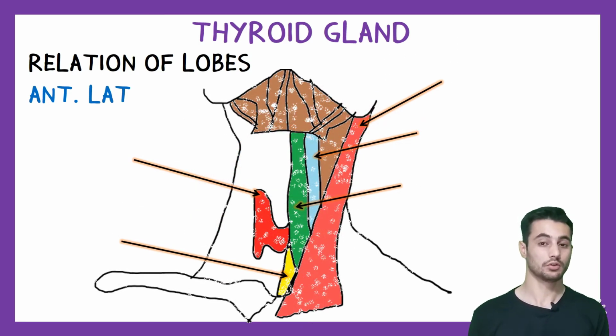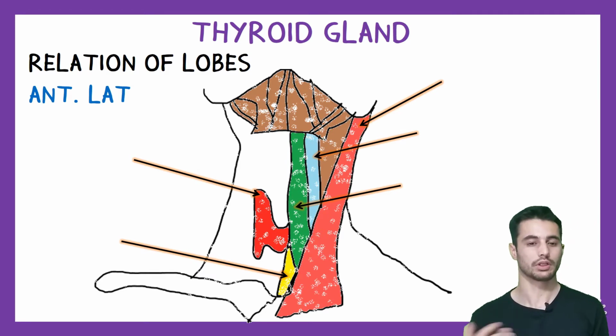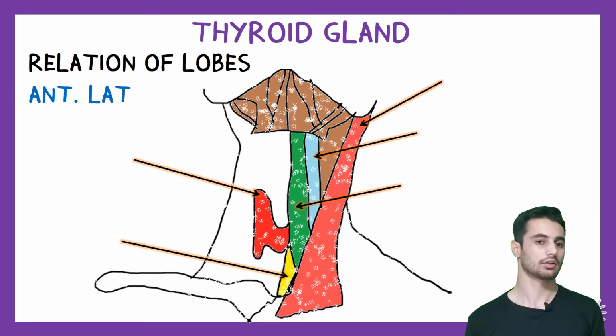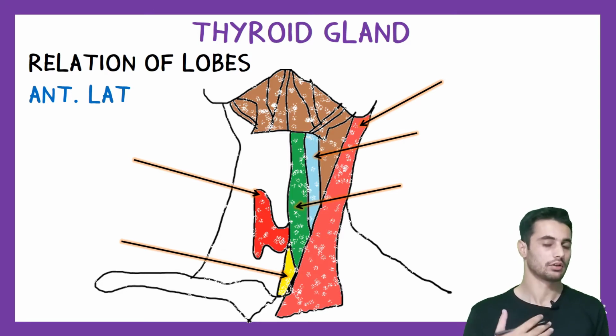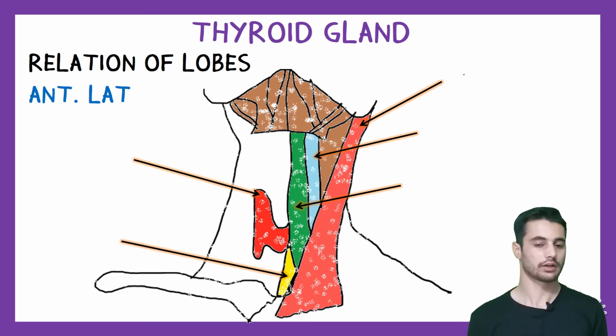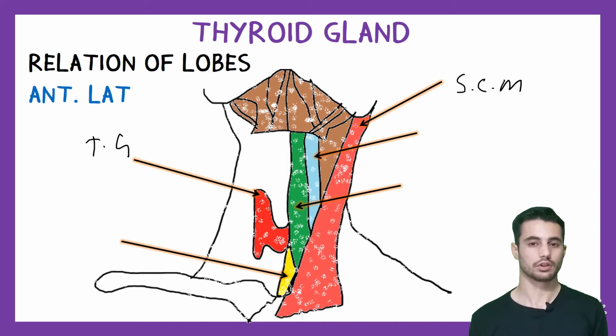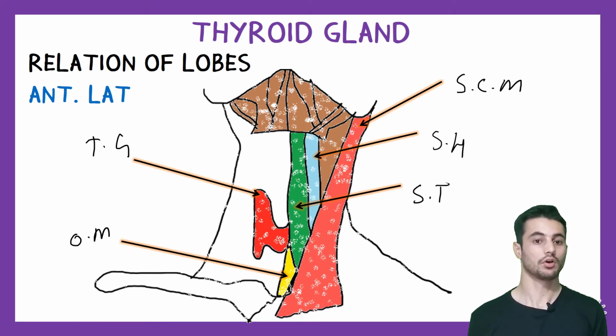Let's have a look at the anterolateral relation from another angle. This is the most prominent muscle in our neck, which is bounding the thyroid anterolaterally, and it is the sternocleidomastoid muscle. This is the thyroid gland. Now, the muscle which is lateral to this thyroid gland is the omohyoid muscle. This is the sternothyroid muscle and the sternohyoid muscle.